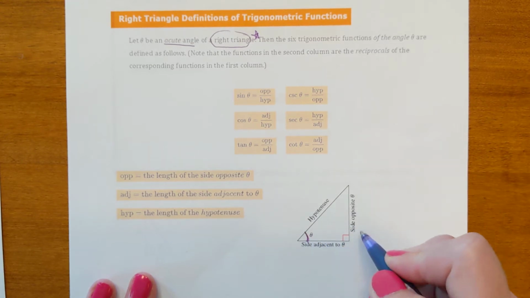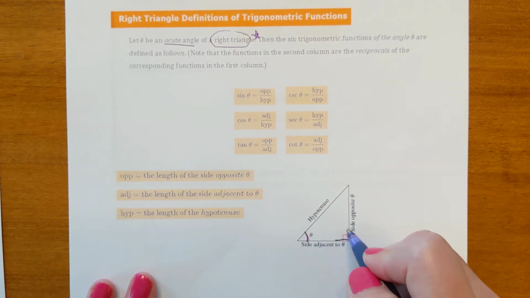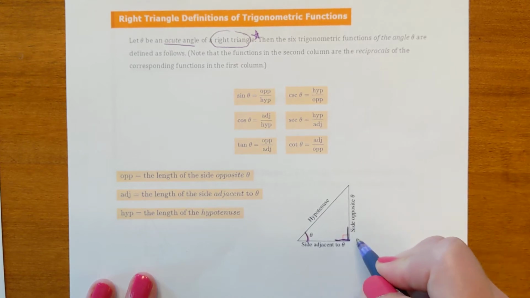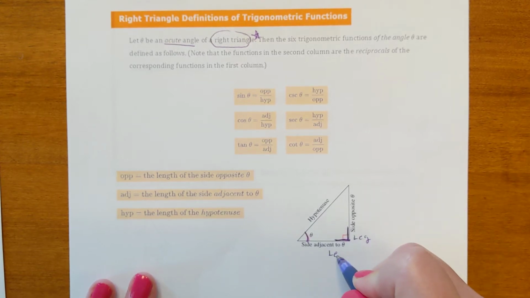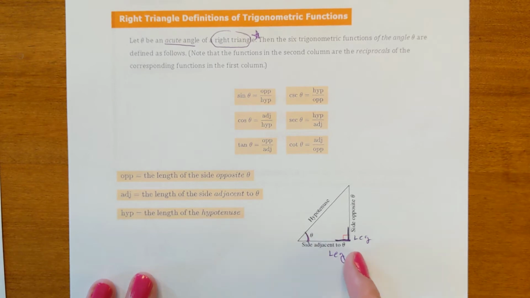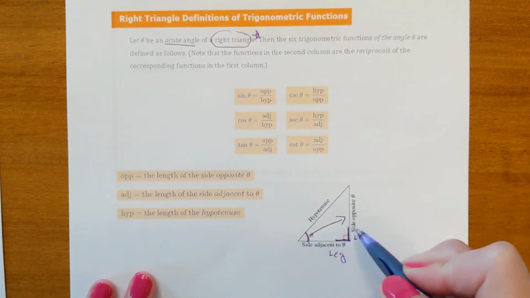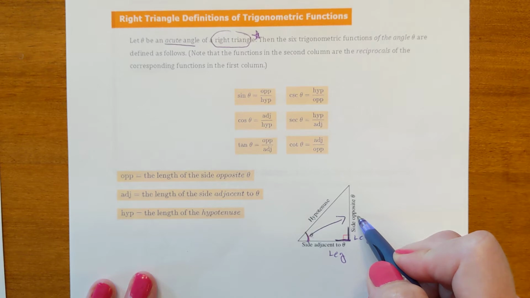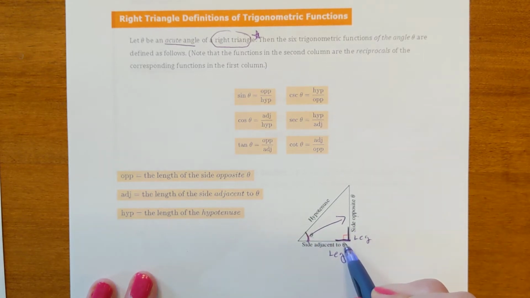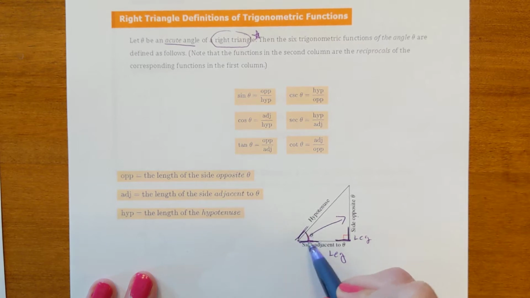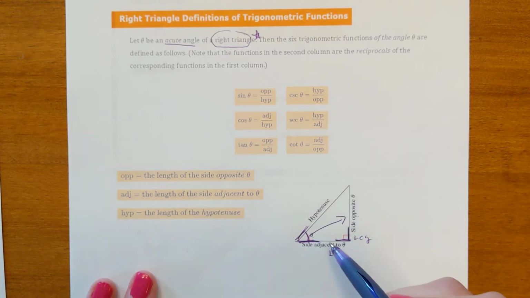So if that's angle theta and this is a right triangle, the two sides that make the right angle are called the legs. The side that does not make the right angle, that's across from it, is called the hypotenuse. So if you're looking at angle theta, this leg is across from it, or opposite from it, and this leg here is adjacent to it because it forms the angle. Since it forms the angle, it's adjacent to it. So this is the adjacent leg.